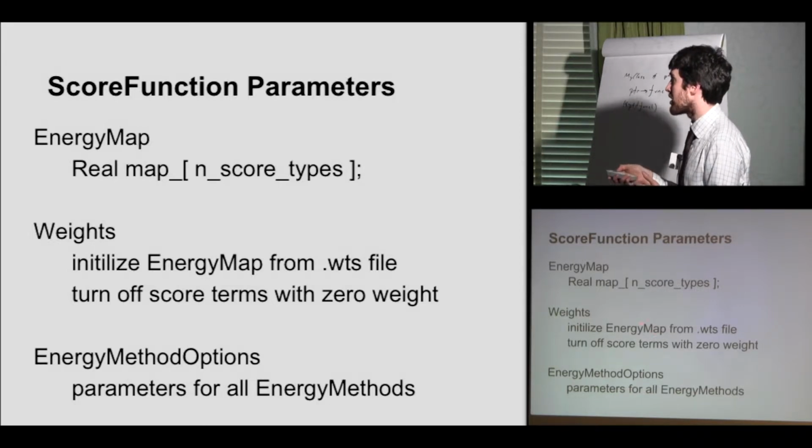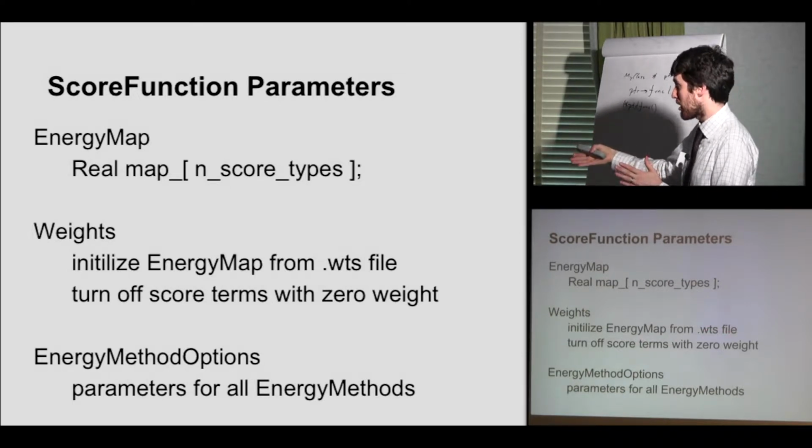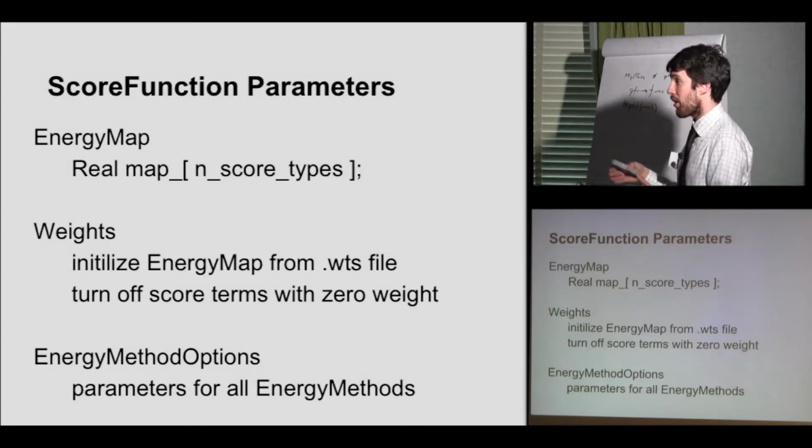So there's an energy map that has a set of weights that are going to be non-zero, and those are the score terms that are going to be evaluated. If an energy method has all of its score terms at 0, then when you go to score it, it doesn't have to evaluate the code at all. So to turn it off, you just set the weight of a score term to 0.